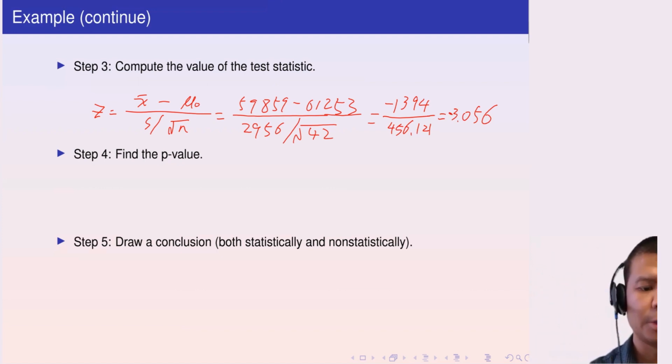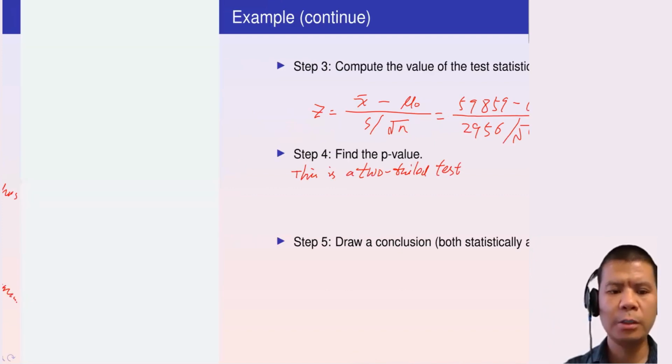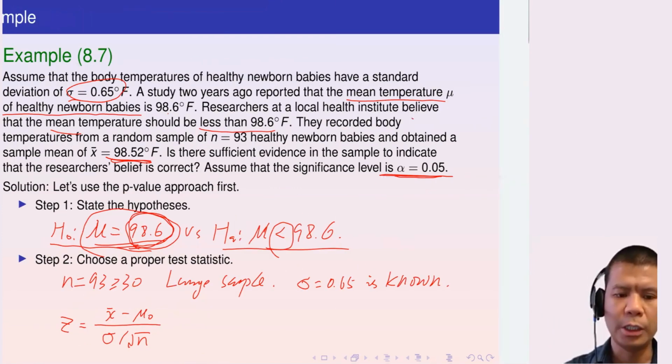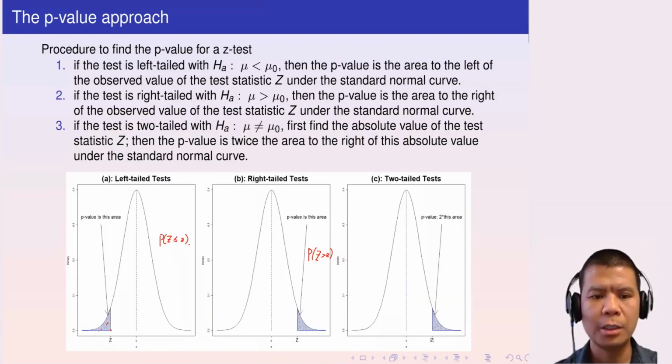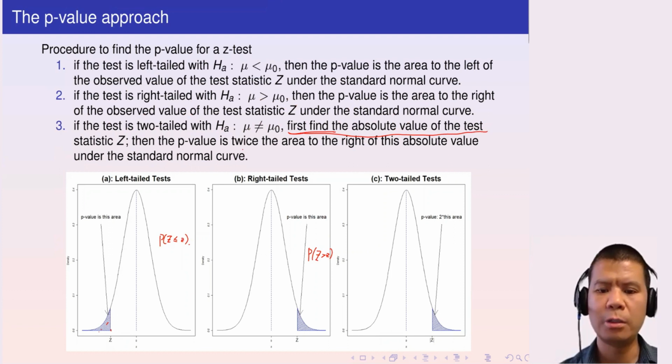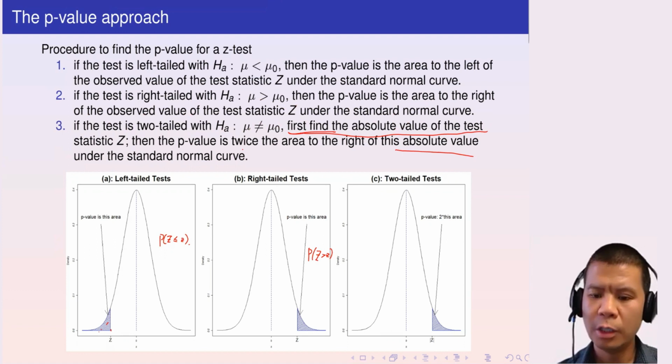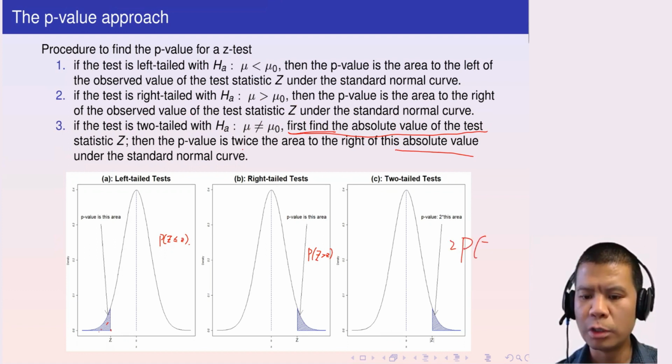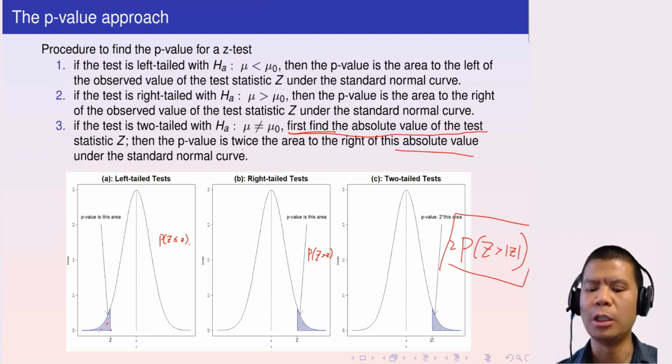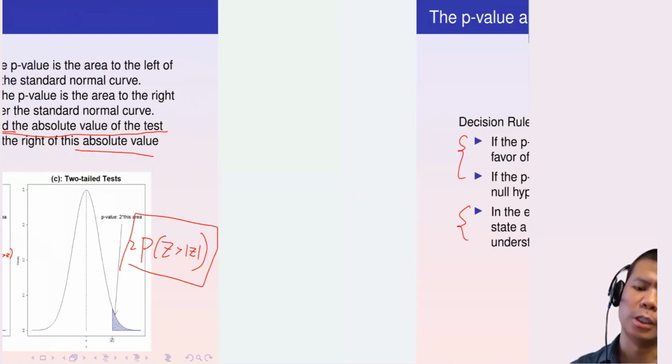Now to find the p-value, this is a two-tailed test. So for a two-tailed test, what is the p-value? Let's check that. For a two-tailed test, firstly find the absolute value, and then the p-value is twice the area to the right of this absolute value under the curve. So it's basically 2 times the probability for z greater than the absolute value of z. Yes, that is what it means.